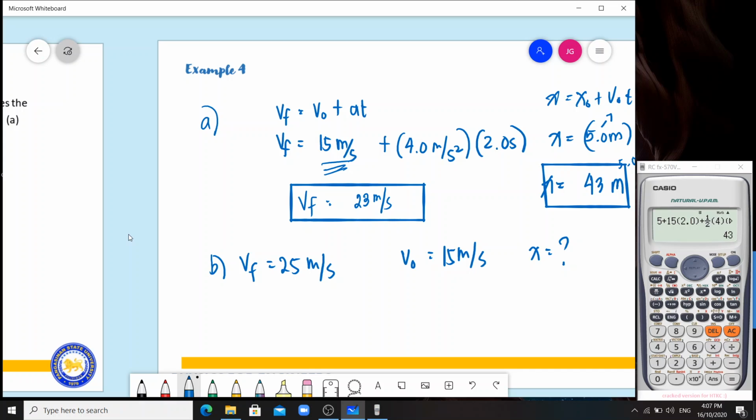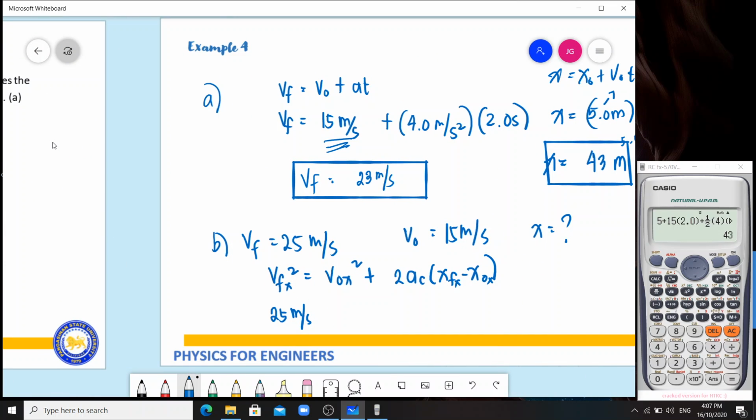Okay, wala tayong time. So, ang gagamitin nating formula is yung vf squared equals v0 squared plus 2a times x final minus x initial. Yung x dyan is for the direction only, ha? So, meron tayong given na 25 meters per second. Tingnan natin yung significant figure. 25 squared equals v0 natin is 15 meters per second squared plus 2 times acceleration of 4.0 times xf, and then the initial na 5.0 meters.